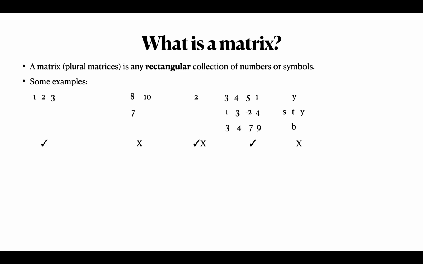Okay, let's decide that. If you look at the next collection of numbers, you've got 3, 4, 5, 1, 1, 3, minus 2, 4, 3, 4, 7, 9. That's definitely a rectangular array, or rectangular collection of numbers. So that is a matrix. And then the last example, the one on the right there, where you've just got symbols, the y and the STYB, that's not a matrix, because it's a kind of cross-shaped geometry, and it doesn't have the rectangular structure. So you just walk away from that.